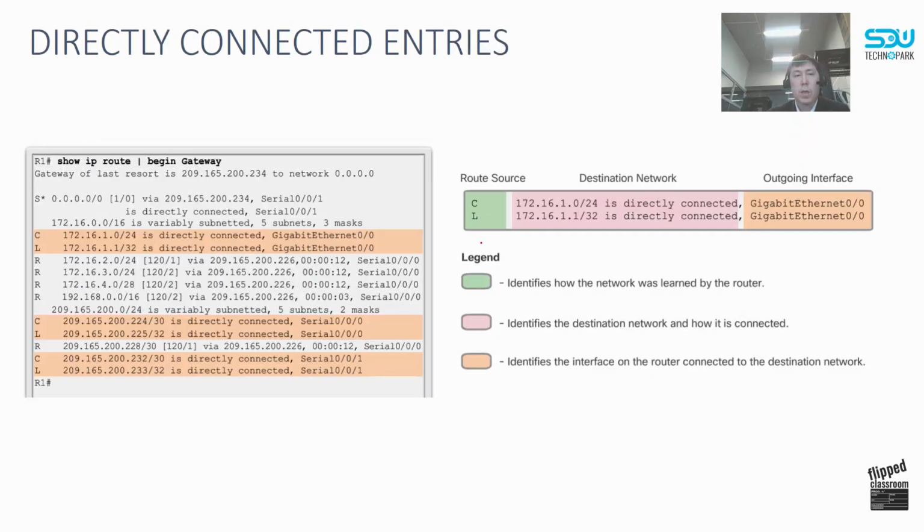We have directly connected entries. They are defined with the C and L route source codes. C means that this is a directly connected network, this one right here. And L defines the IP address of this interface. It can be seen only in Cisco IOS starting from version 15.1. On old versions, you don't see this L, and you see just the directly connected value.